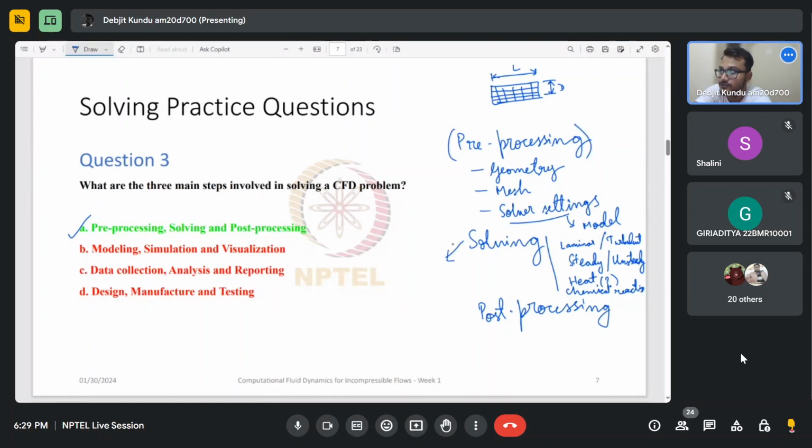Then comes solving. So in solving, you actually go ahead and perform the calculations based on the model which you have selected on the geometry using the mesh, right? So that part is solving. Then after you have the solution, solving gives you the solution. Then either you can only visualize and be done with it, but that's not always the case. You need to derive some computations or quantities from these computations, which are actually important.